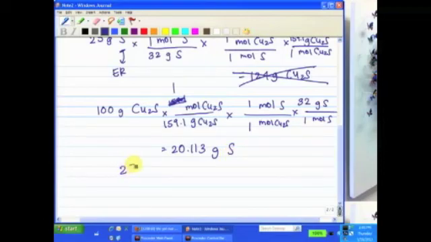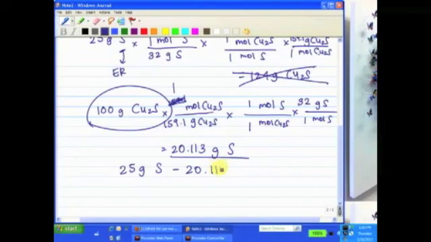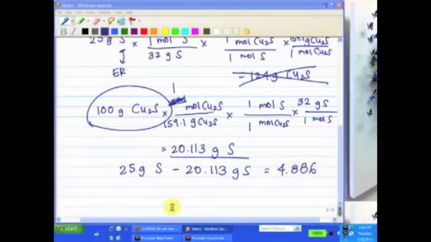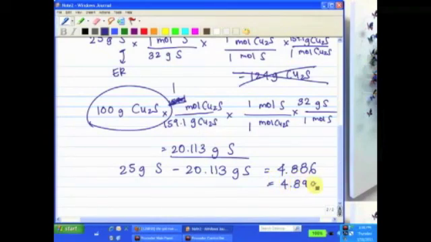To create 100 grams of Cu2S, we only use this much sulfur. So subtract that from how much you had, 20.113 grams of sulfur. Subtract the two numbers, and that's how you're going to figure out how much you have in excess. So your excess is 4.886, and then put it into the correct number of significant figures, which in this case is going to be 3. So your final answer is going to be 4.89 grams. This is how much you have in excess.